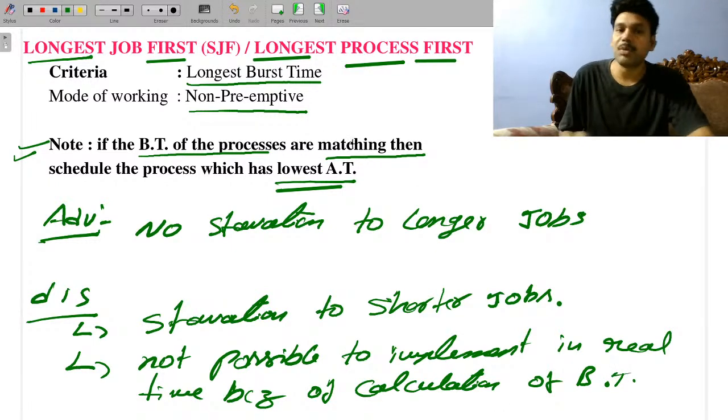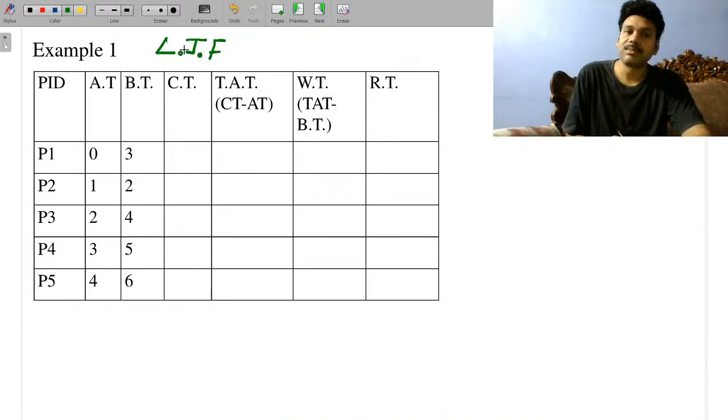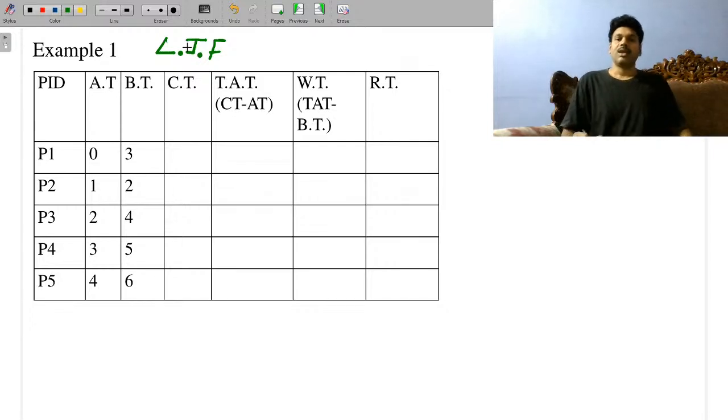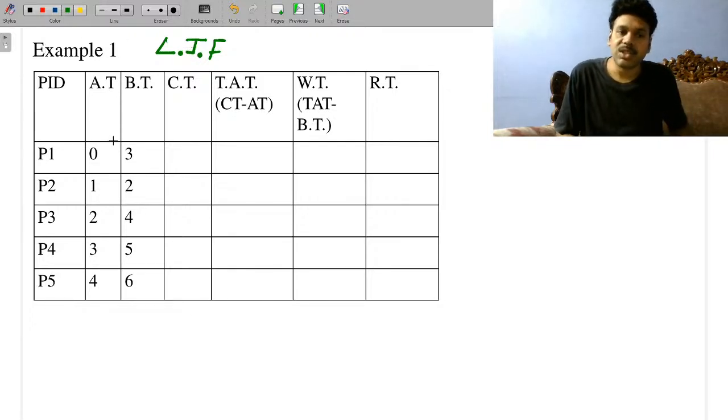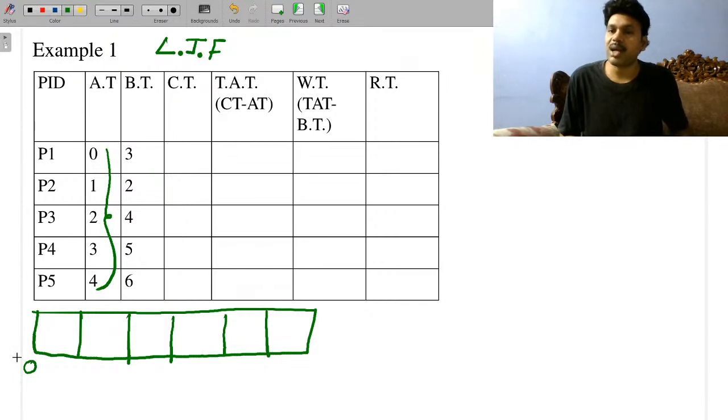So how is a problem solved in this? Let us see now. The first problem, using longest job first. Please understand, it's already in proper ascending order only. No need to shuffle them. The arrival times are in proper order. Just take the Gantt chart. There are 5 jobs, so take 5 blocks. Luckily, the CPU is not idle because it's starting with 0.